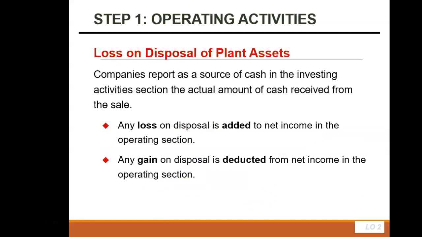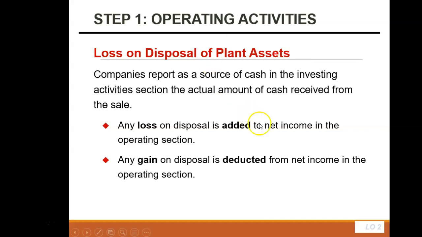Next, on our income statement, we had a loss on disposal of a plant asset. So think back to chapter 10. What will cause us to have a loss on disposal of a plant asset? It means an asset was sold at a price less than its current book value. Again, an asset was sold at a price less than its current book value. That loss is subtracted to get the net income on the accrual basis of accounting.